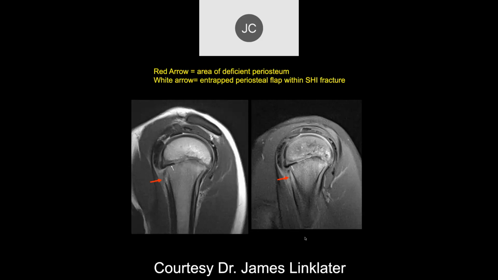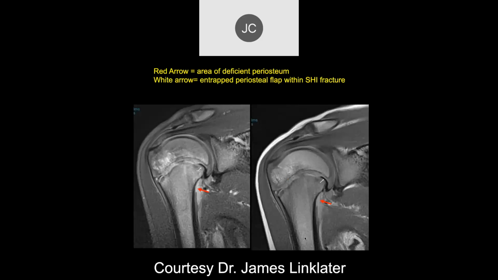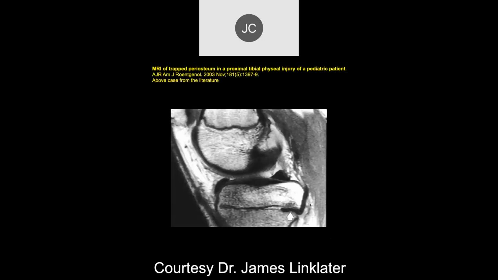The same thing can happen in the upper extremity. The same discussion. You can see that periosteum was torn down here. The growth plate opened up and it flipped into the growth plate. So this is not a rare occurrence.